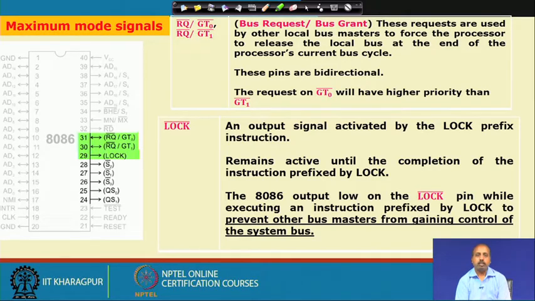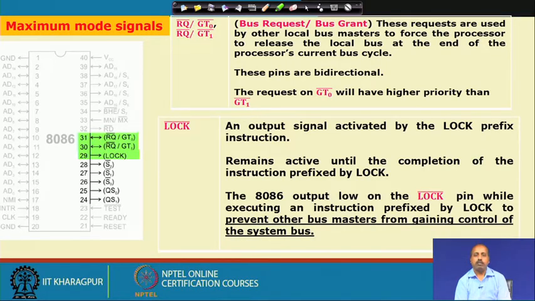Suppose in the previous example that we took, we had 3 8086 processors. When one processor is trying to request the bus from another processor, first, instead of sending the request directly, it may check the lock bar pin of the other processor. If that lock bar pin is 0, that means the processor is executing a lock prefixed instruction, where it will not release the bus, because then the memory content may become inconsistent.